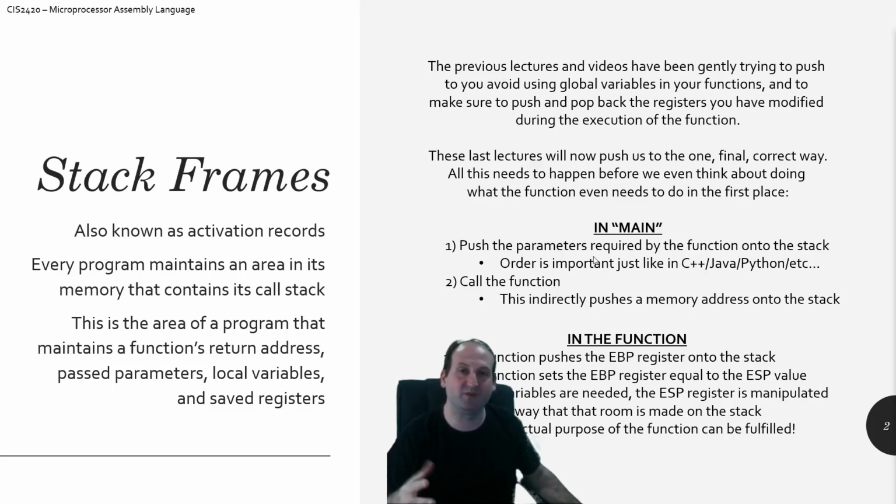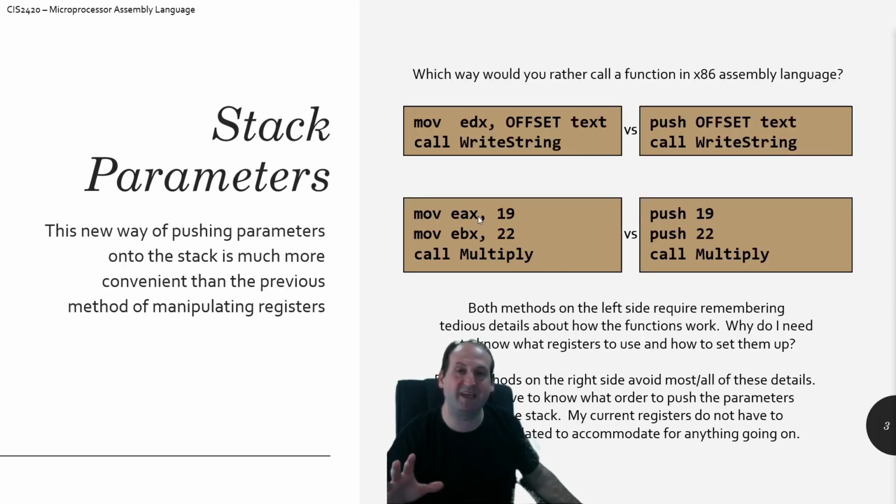Back in the day, what we used to do is move into EAX a value, move into EBX a register or value, and call multiply. We do that for the Irvine library too: we move the offset of text into EDX and so on. But wouldn't it be nicer if we didn't have to worry about all those tiny little details, and I could just push specific things on the stack prior to calling the actual function? I don't have to remember details like 19 is supposed to go into EAX. What if I just put 19 first and then 22 second, and then I just called multiply? That would be a much better way of going about doing things.